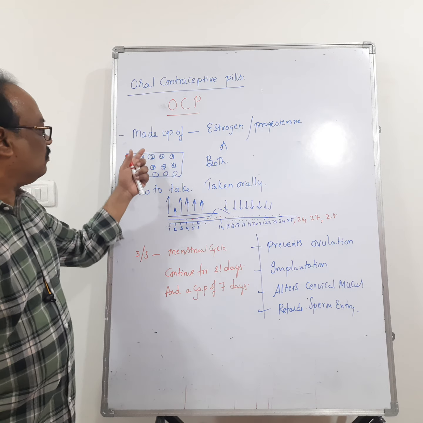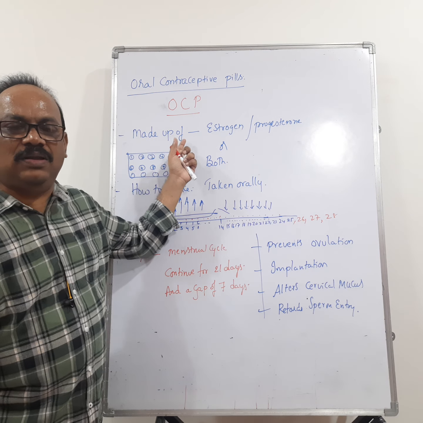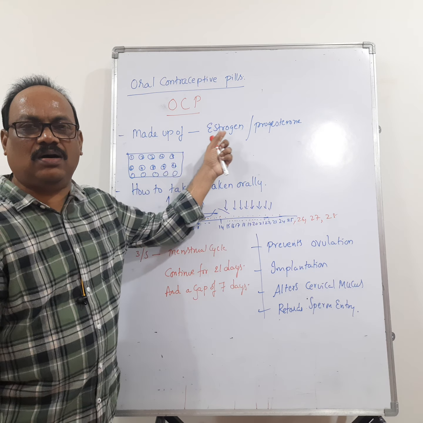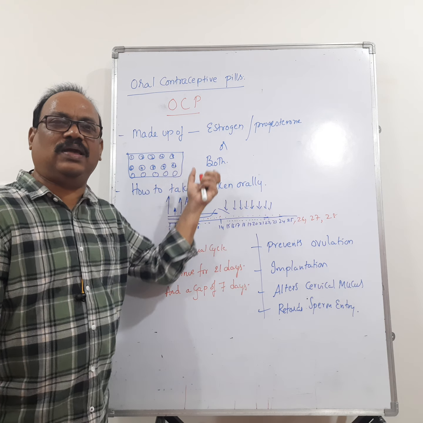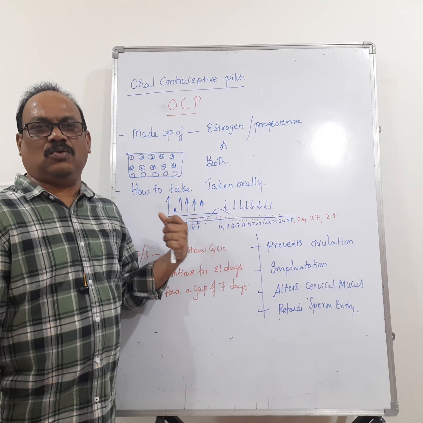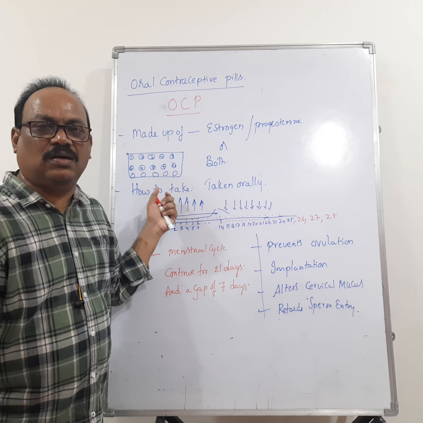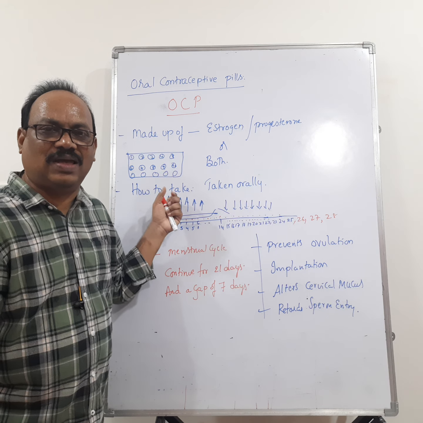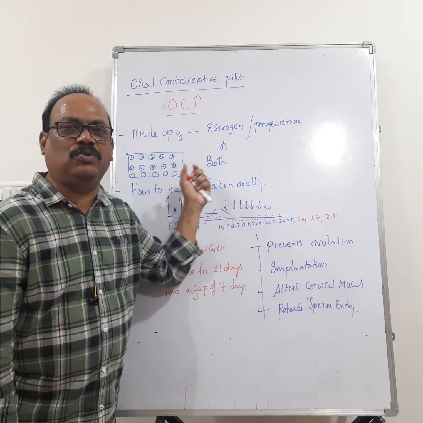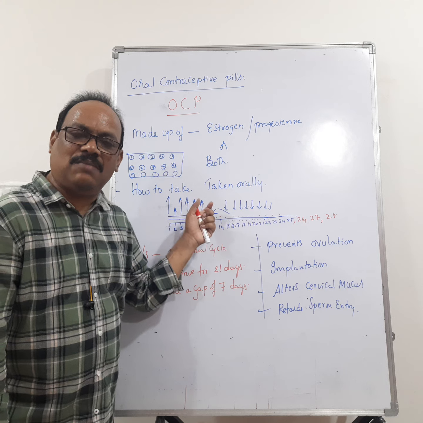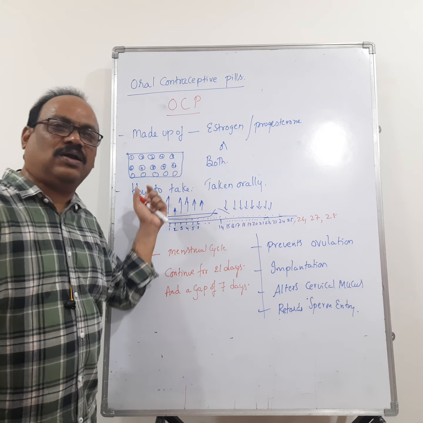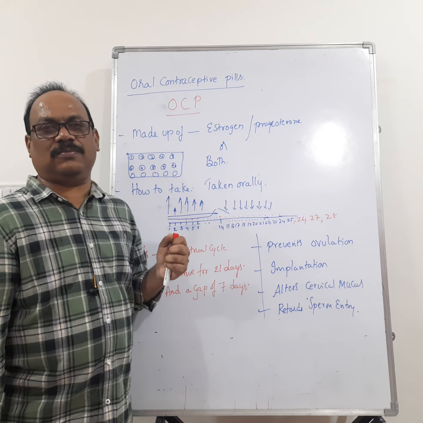So again, I'll recap this one. See, the oral contraceptive pills are made up of progesterone or estrogen or both. Oral contraceptive pills are taken orally. They are taken on the 3rd day or 5th day of the menstrual cycle and have to be continued up to 21 days continuously. Then after that they can take a break of 7 days. Again they have to continue the oral contraceptive pills.